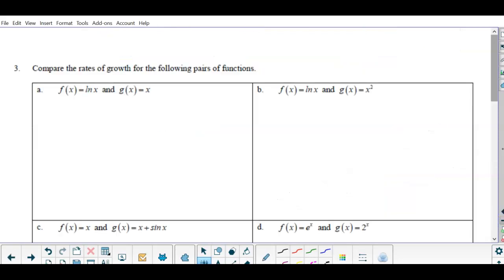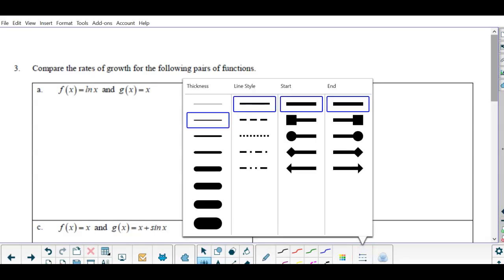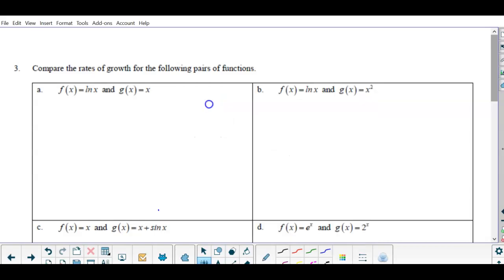Let's take a look at the next page. So now we're going to actually compare the rates of growth for the following functions. So let's take the limit of the ratio, the limit as x goes to infinity. Let's do ln of x over x. When we look at x going to infinity, we get infinity over infinity, which means you would use L'Hopital's rule.